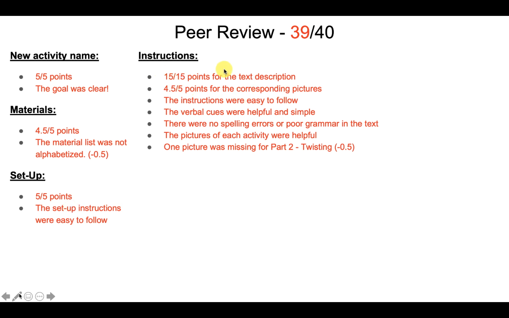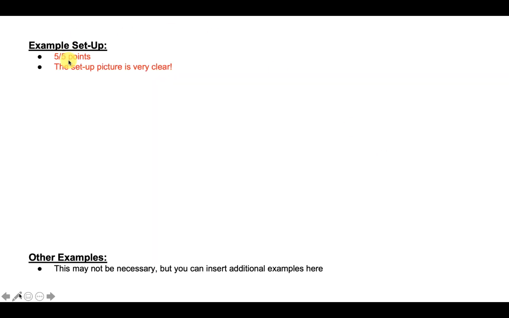They gave 15 out of 15 points for the text description and 4.5 out of 5 points for the corresponding pictures. They provided feedback that the instructions were easy to follow, the verbal cues were helpful and simple, there were no spelling errors or poor grammar in the text, the pictures of each activity were helpful, but one of the pictures for part of the instructions was missing, and so they subtracted half a point. They provided 5 out of 5 points for the example of the setup because the pictures for the setup were very clear. So here's the task card that they evaluated, and we'll go through each section.